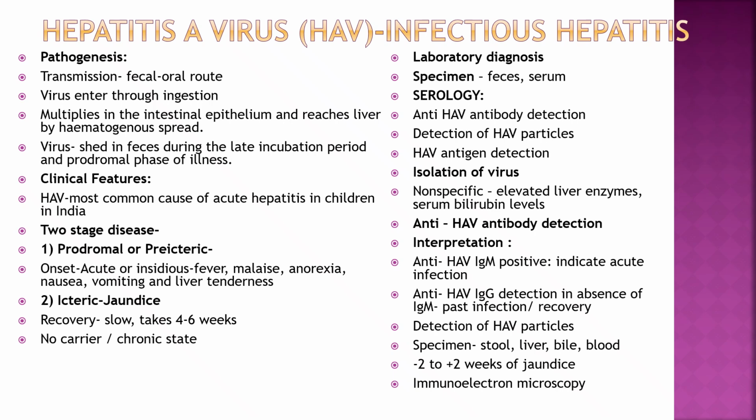Laboratory diagnosis: specimen, feces or serum. Serology: anti-HAV antibody detection, detection of HAV particles, HAV antigen detection. Isolation of virus. Non-specific tests: elevated liver enzymes, serum bilirubin levels. Anti-HAV antibody detection, interpretation: anti-HAV IgM positive indicates acute infection. Anti-HAV IgG in absence of IgM indicates past infection or recovery. Detection of HAV particles, specimen stool, liver, bile, blood, from -2 to +2 weeks of jaundice, by immunoelectron microscopy.